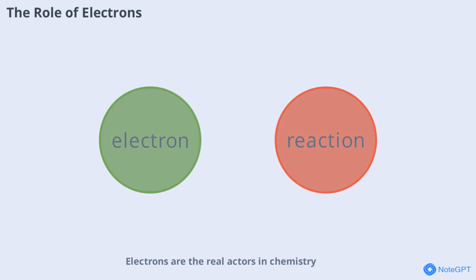Electrons are the real actors in chemistry. Their arrangement in shells and their movement between atoms drive all chemical reactions. The periodic table's structure is built around these electron patterns, making it a roadmap for understanding the invisible world of atoms.